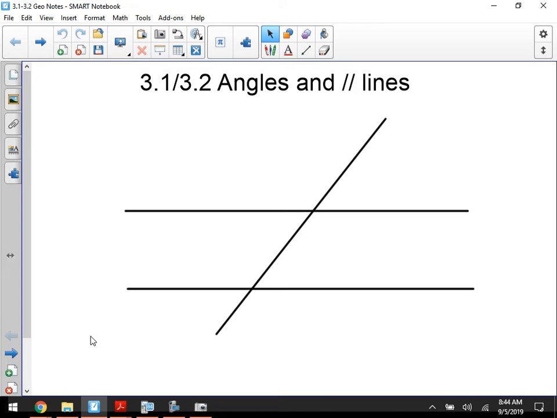Parallel lines, do they ever intersect? No. Why don't they intersect? What do they have in common, excuse me. Well, aren't all lines the same length? They're all infinite? Well, yeah.